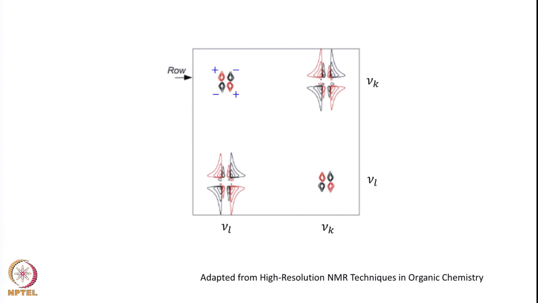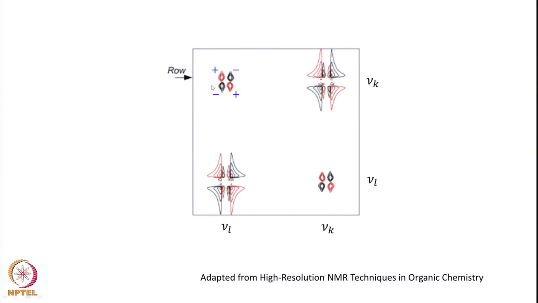This is an important feature of the COSY, and therefore this is called the differential transfer, because if you look at the total integral, the total sum of this, it is 0. So there is no net transfer of magnetization. It is called the differential transfer of magnetization. The coherence transfer is differential in nature, and that produces positive and negative contributions in the cross peak.